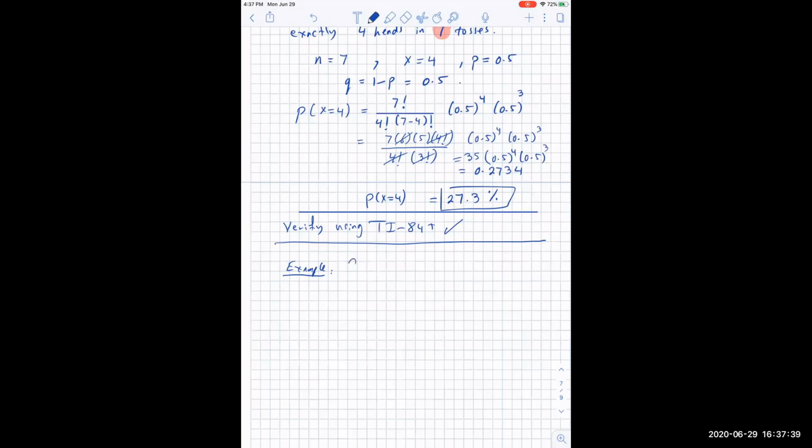Given that there is a 0.85 probability that a randomly selected adult knows what Twitter is.